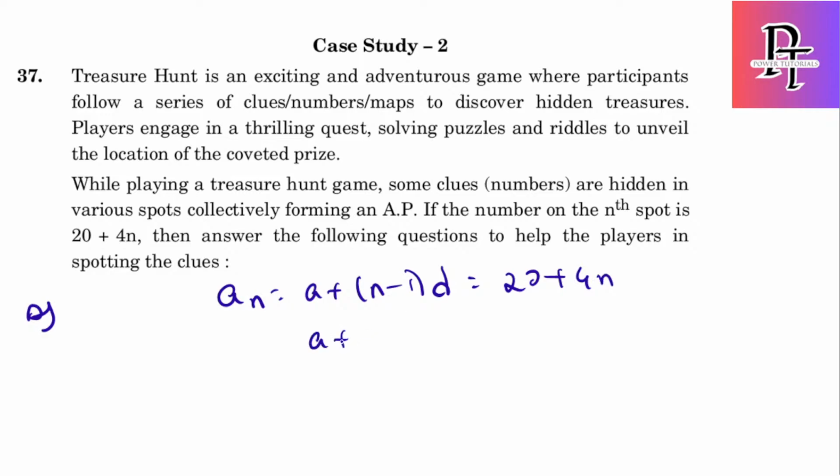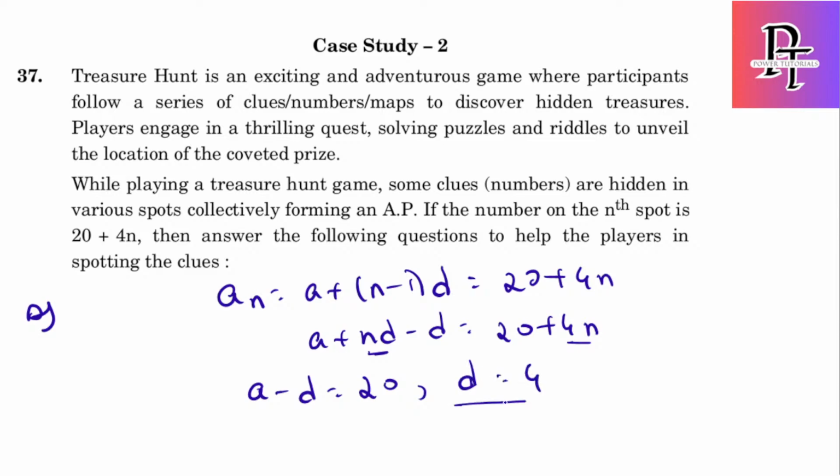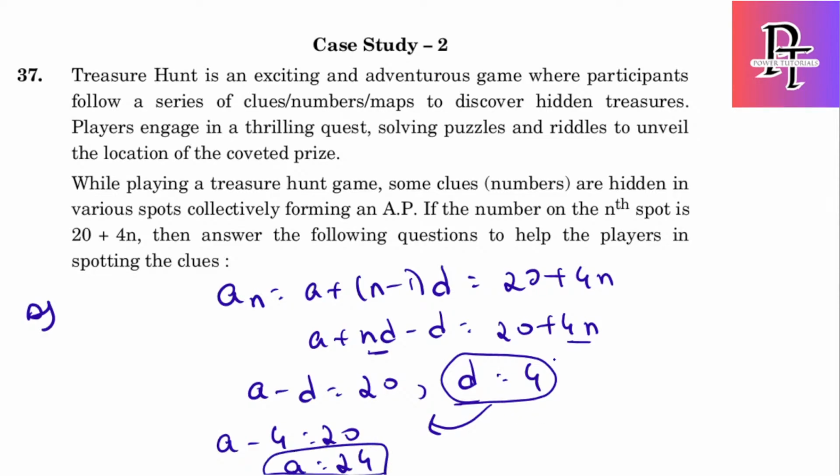So a plus nd minus d is equal to 20 plus 4n. So n values, let's write it separately and constant separately. It becomes a minus d is equal to 20 and n value, d value will be directly equal to 4. Substitute d value here. So this becomes a minus 4 is equal to 20. So I can say that the first term is 24. Okay, now we have a and d values. Now let's solve the questions.